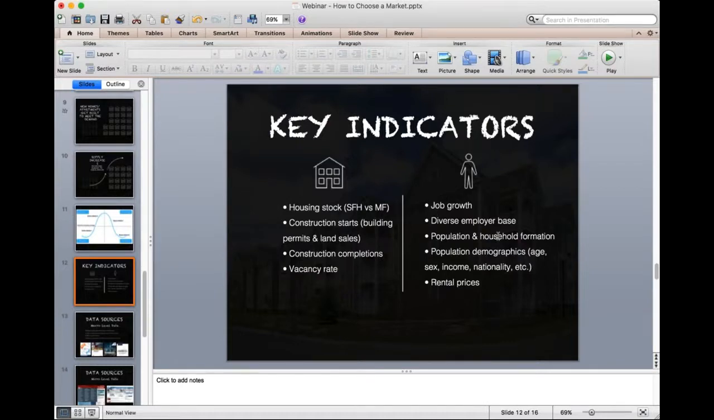And then over here, we've got job growth. We look for a diverse employer base, population and household formation, and then some different population demographics, the age, sex, income, nationality. All those different things can help us figure out where the rental demand might be in a certain market. And then obviously the rental prices. I know in some markets right now, they're starting to offer a couple concessions here and there. That's an indication that things are getting overbuilt, especially on the upper end, right? All these new buildings, especially in Boston and a lot of these places, a three-bedroom in Boston is going for $9,000 a month. I mean, that's insane.